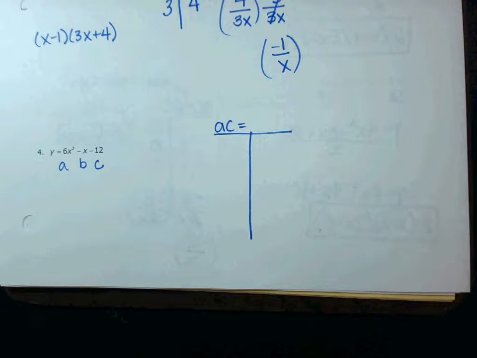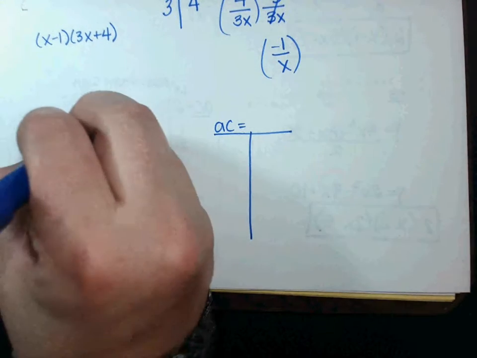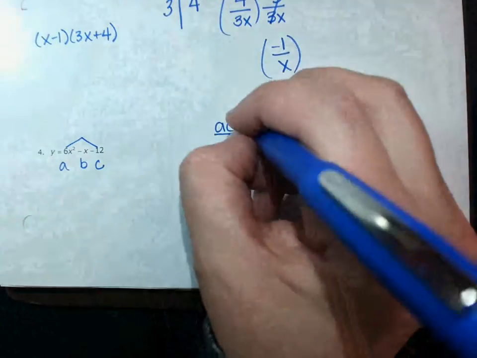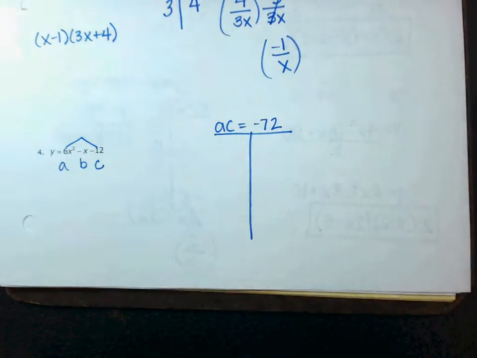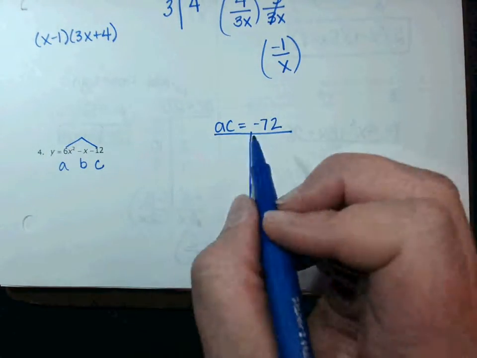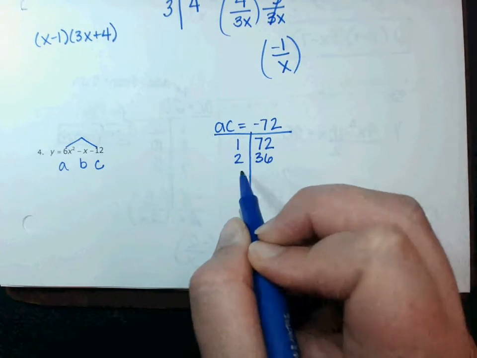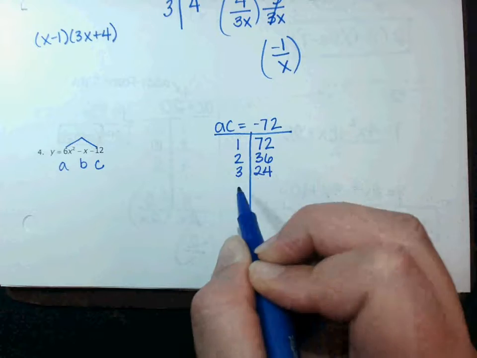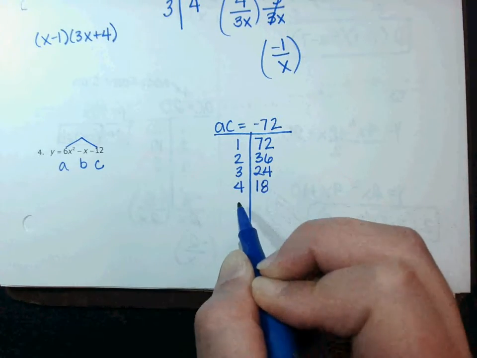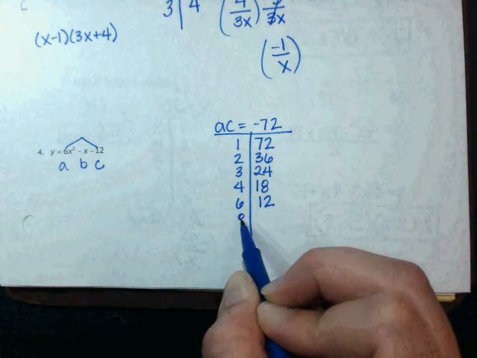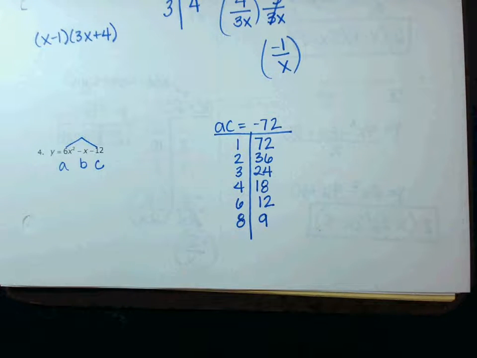Okay, somebody tell me, what is 6 times negative 12? Negative 72. Okay, anybody have my list? What do I got? Okay. 324. Okay. 418. And 89. Now, this one has quite a few choices.